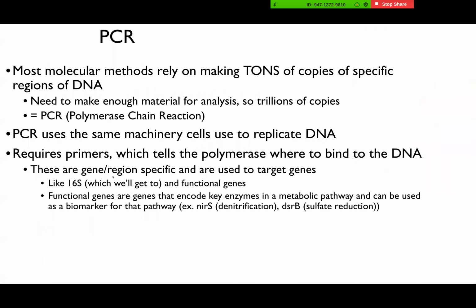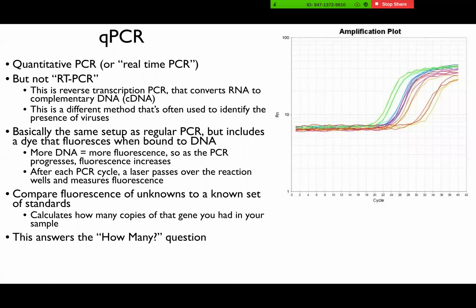16S is the standard, but you can also use PCR to understand biomarkers, looking at genes such as nirS, which is a biomarker for denitrification, or dsrB, which is a biomarker for sulfate reduction. So it just depends on what you want to do. You can design PCR primers to detect any gene in a bacterial or even a eukaryotic genome that you want to.